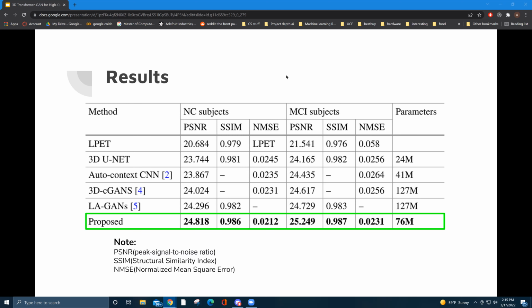For the results, they scored pretty high across these different metrics. Here are some definitions for the metrics: peak signal to noise ratio, structural similarity index, and this one's fairly common, the mean square error. And so they do score higher than all these other implementations, even similar implementations like this 3D GAN. And they also have a lower set of parameters compared to the 3D and LA GANs. So that's probably attributed to them using a CNN to extract features in the beginning.